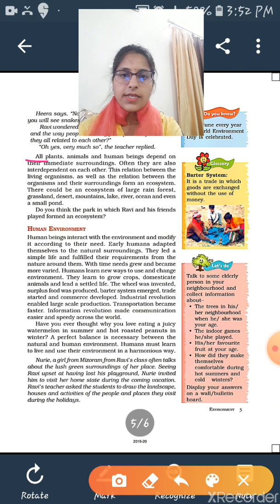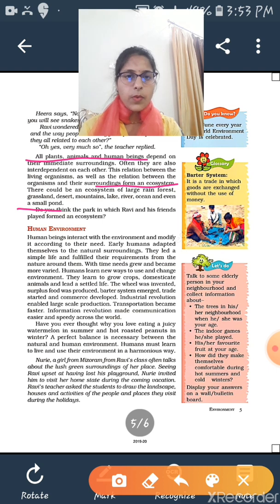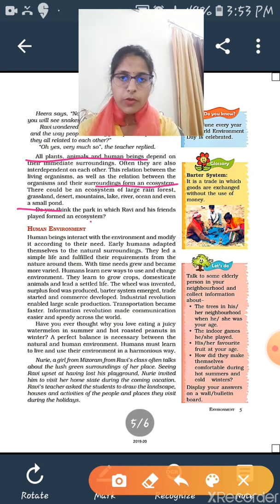So all plants, animals and human beings depend on their immediate surroundings. Often they are also interdependent on each other. The relation between the living organisms as well as the relation between the organisms and their surroundings form an ecosystem. There could be an ecosystem of a large rainforest, grassland, desert, mountains, lake, river, ocean, and even a small pond.